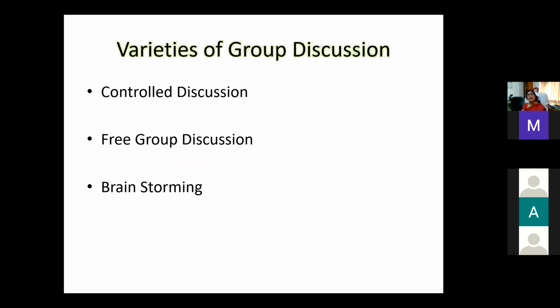So there are varieties of group discussions. Like controlled discussion, which means these are controlled mainly by the teacher, and free group discussions, which are mainly controlled by the students. And brainstorming, as you all know, is where you are inviting so many ideas and there is a lot of synthesis on that particular topic.